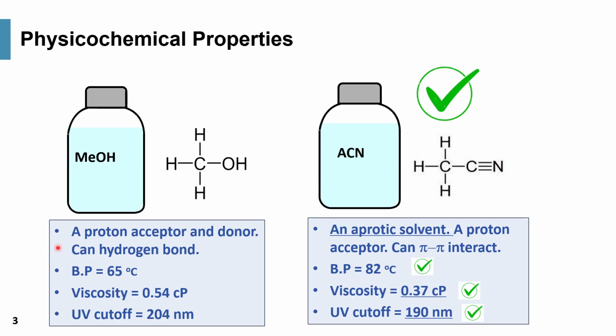Note that methanol is a proton acceptor and also a donor. It can hydrogen bond, while acetonitrile is an aprotic solvent without any ionizable hydrogen. It's primarily a proton acceptor. However, it can do pi-pi interaction.